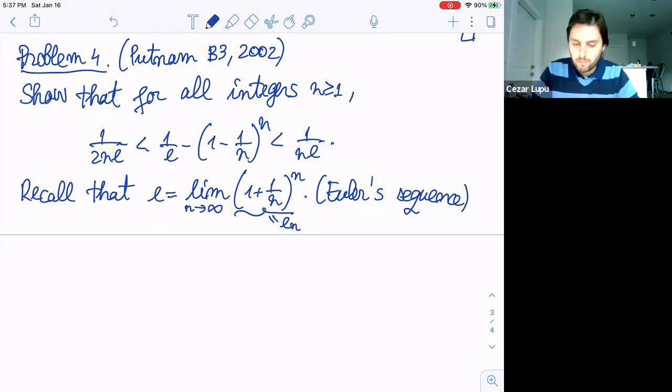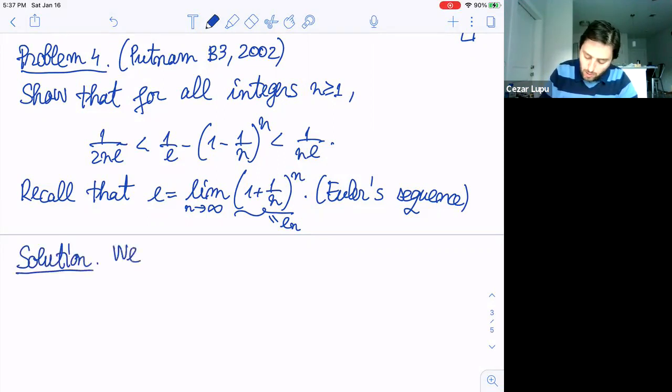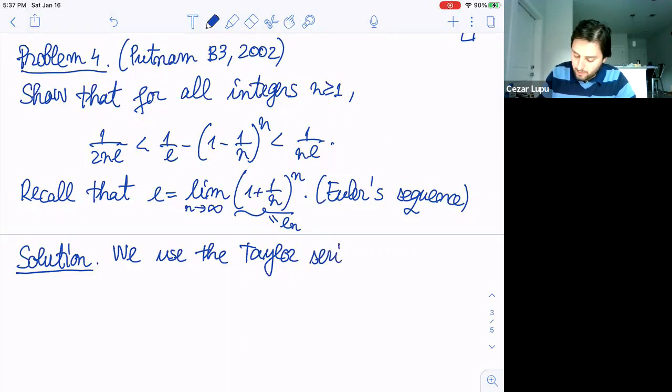So maybe, well, I haven't planned here to use something similar as in the previous problem. Maybe we use the Taylor series expansion, but this time not of the exponential but of the logarithm. The Taylor series expansion of log of 1 plus x.